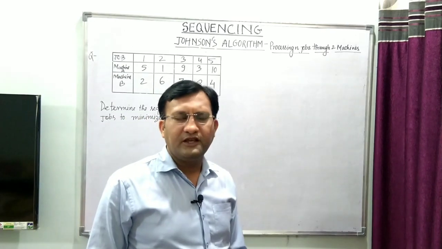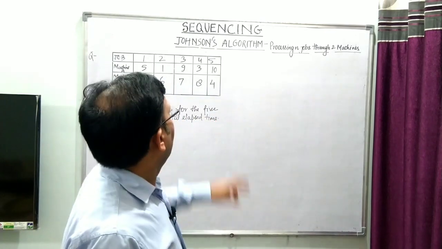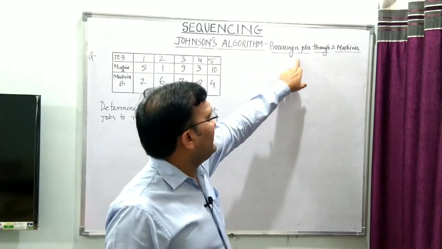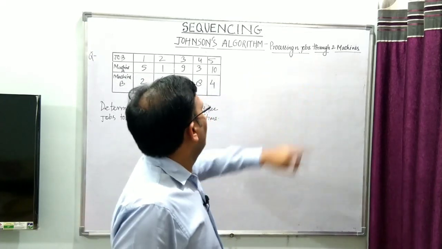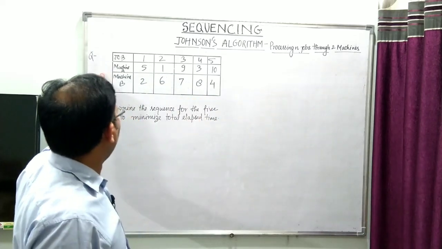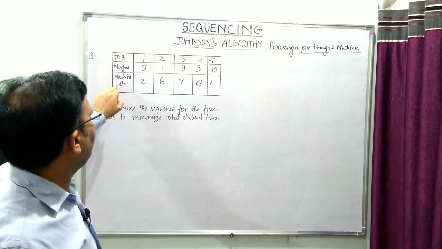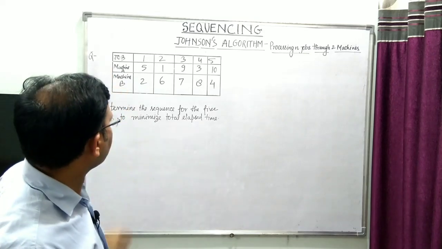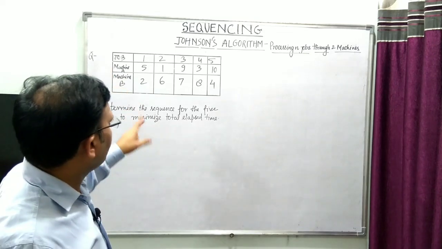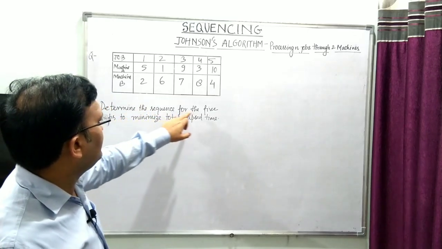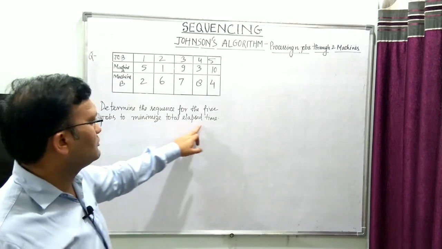So dear friends, today we shall be learning Johnson's algorithm and we will be solving a question of processing n jobs through two machines, right? So we have got a question over here. There are 5 jobs and there are two machines, machine A and machine B, right? So how we are going to solve it, and what is the question? The question is determine the sequence for the 5 jobs to minimize the total elapsed time.